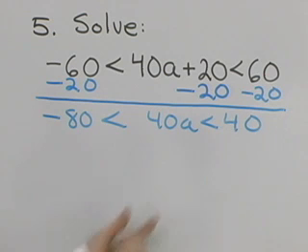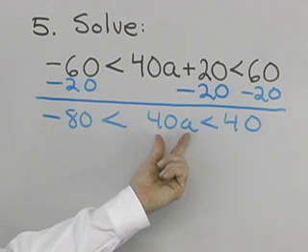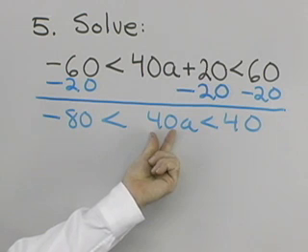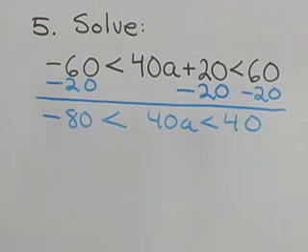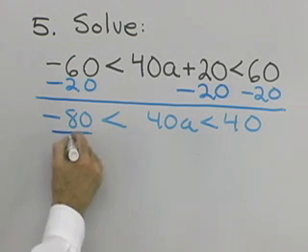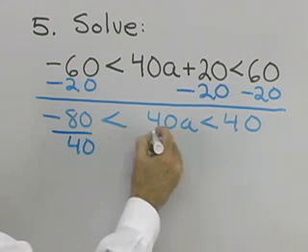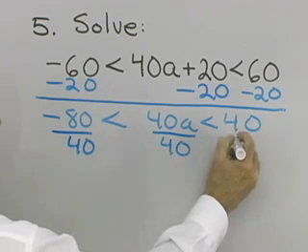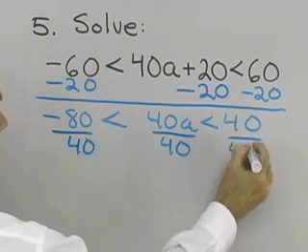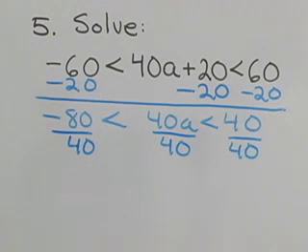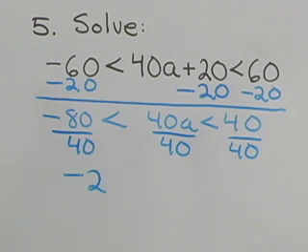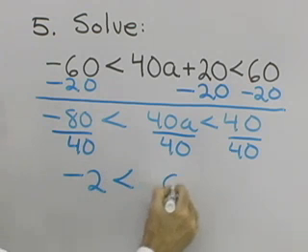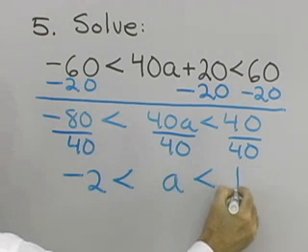I'm still trying to isolate a between the two inequality symbols. So what I'm going to do is divide all three members by +40. Now, since 40 is a positive number, I don't have to worry about reversing the direction of the inequality symbols. So let's just do that. I'll divide this by 40, this by 40, and this by 40. When I do that, I end up with -80 divided by 40, which is -2. So I have -2 less than a less than 1.